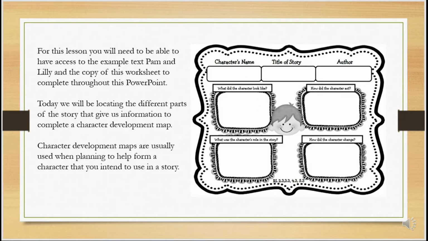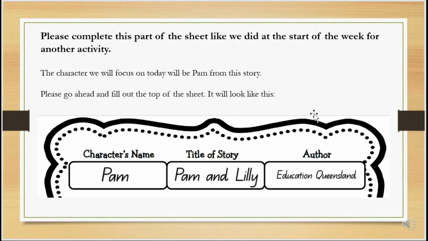So the first part that we need to complete is the bit at the top of our worksheet where you need to put in the character's name, the title of the story, and the author. We have done this previously in a lesson, so you should be able to quickly go ahead and do that now. If you need, pause the video, press play when you're ready to move on.